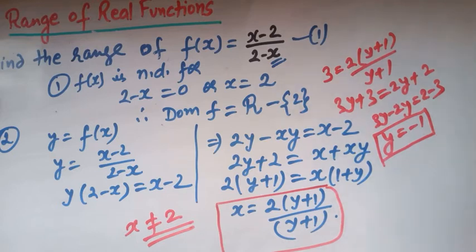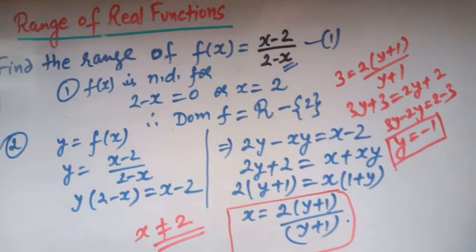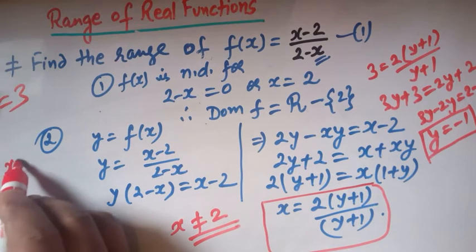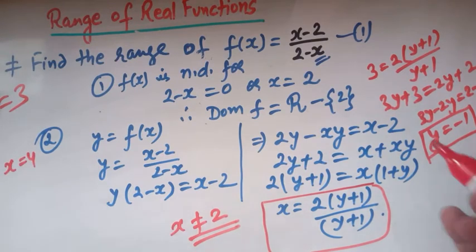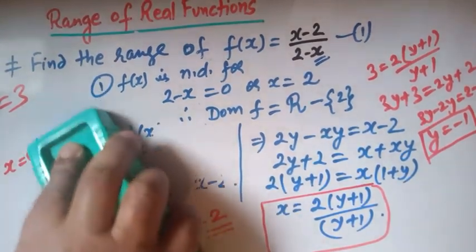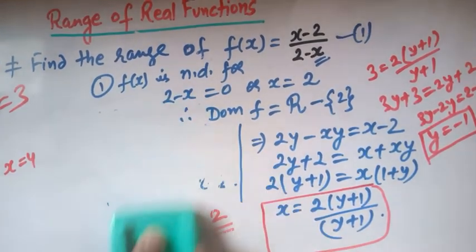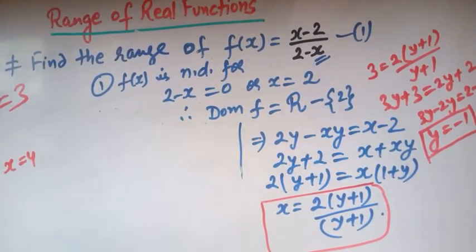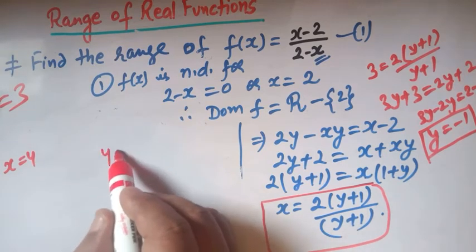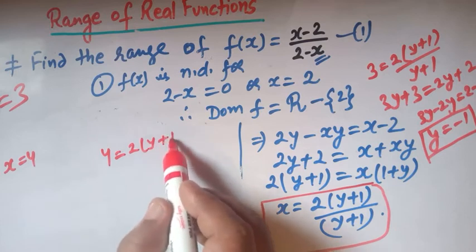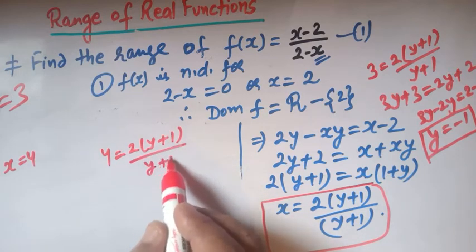So let us take one more example here. Say we take x is equal to 4. Now what will happen? Let us see. Now let us see what will happen if we take x is equal to 4. So we'll substitute 4 here. So 4 is equal to 2 times y plus 1 over y plus 1.